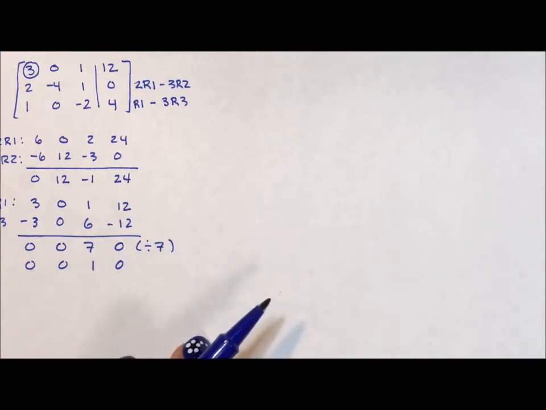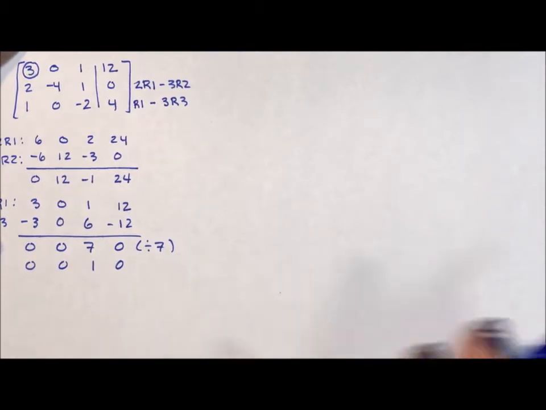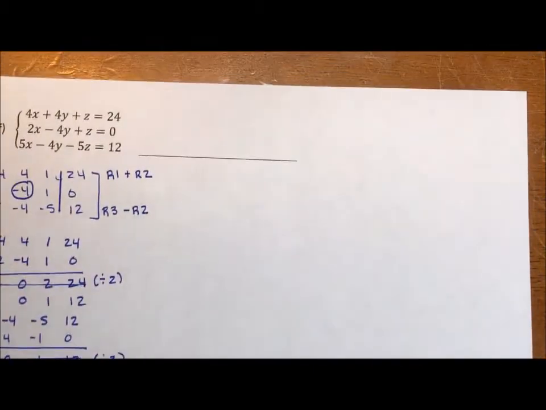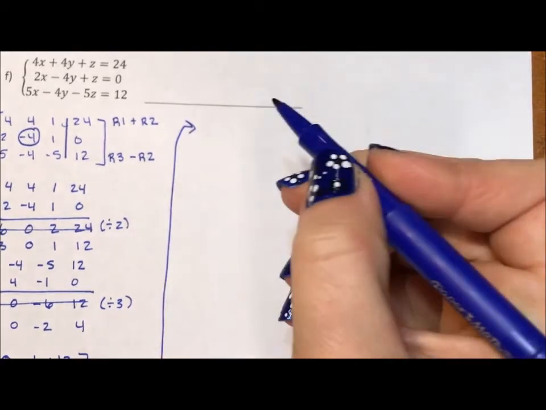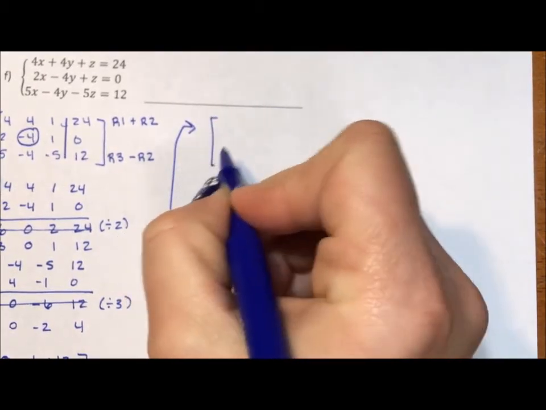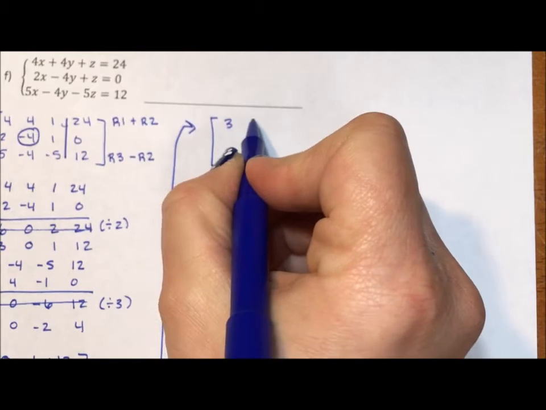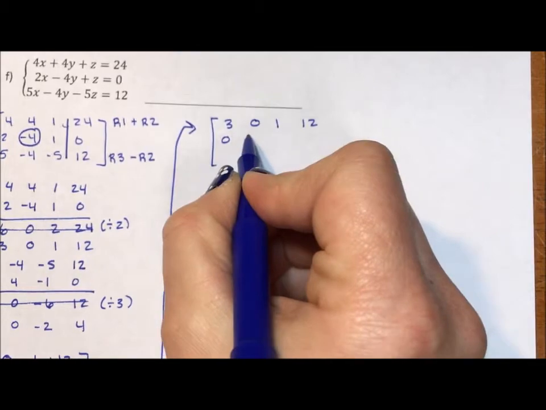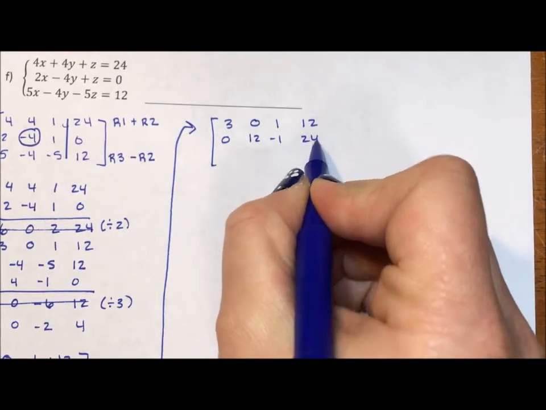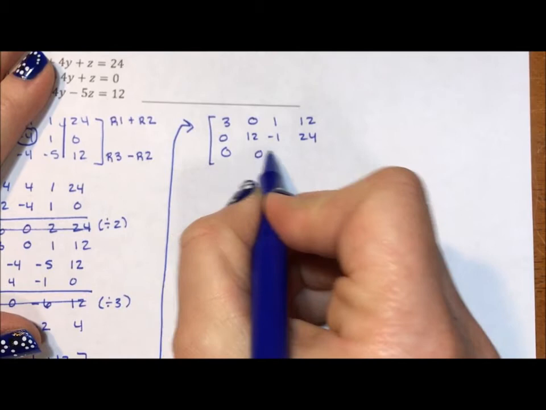Okay, so I'm actually going to move this up to the top. My first row is going to stay the same. My second row is going to be the 0, 12, negative 1, 24. My last row is going to become this 0, 0, 1, 0. I'm going to write all of that up here so we can see our initial. I'm going to put an arrow so that if someone looked at my notes, they would know exactly what I did. Again, my first row is this, what I pivoted on, 3, 0, 1, 12. My second row got calculated to be 0, 12, negative 1, 24. And my last row got calculated to be 0, 0, 1, 0.